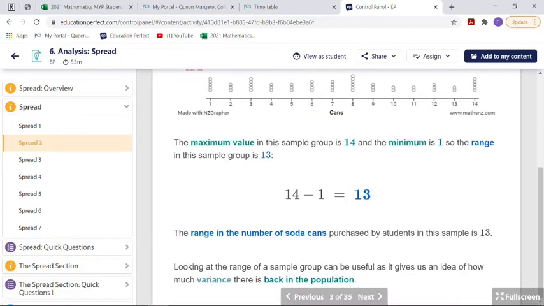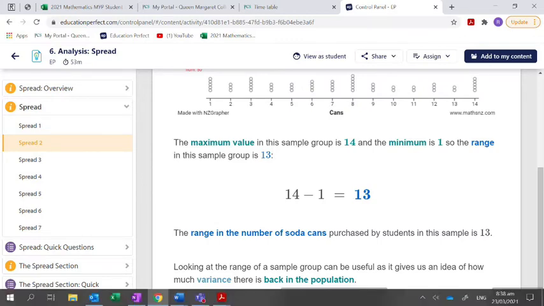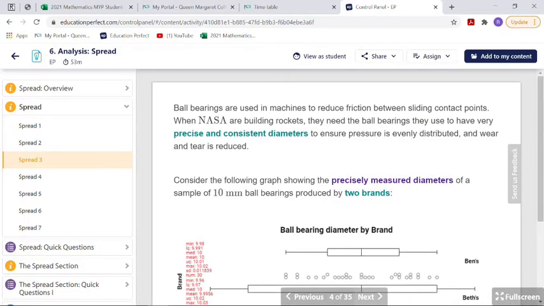Okay? So when you look at the range of a sample group, sometimes it can tell you about the variance back in your population. And that's another thing. Be careful when you look at how these are written up. Remember that when we're doing the analysis, we're always talking about our sample, but we always have to relate that back to the population. So make sure you're careful about that. And again, you're going to see the samples of that in just a moment.